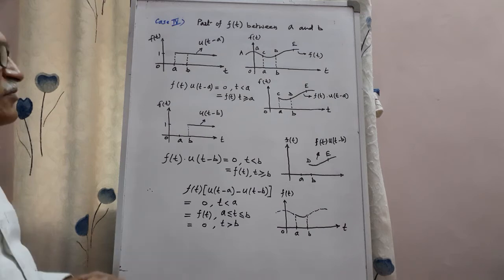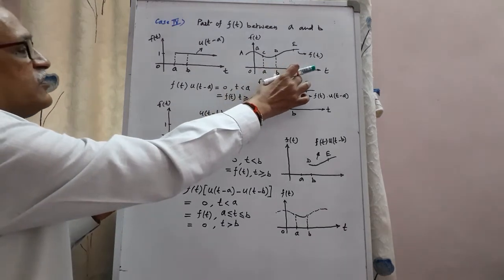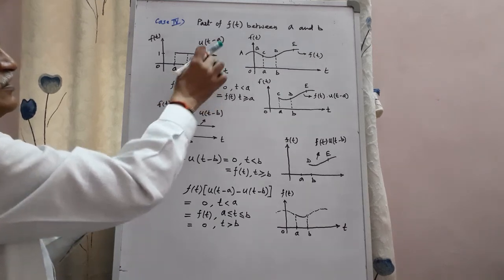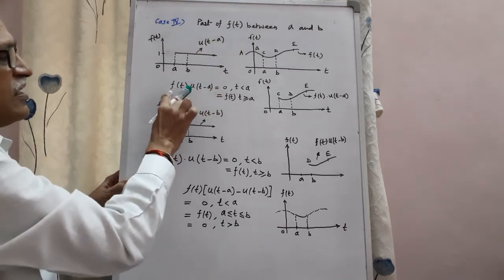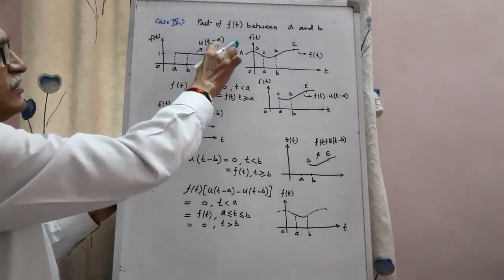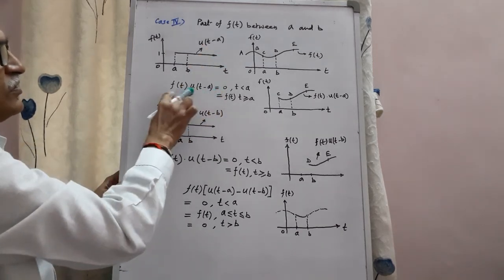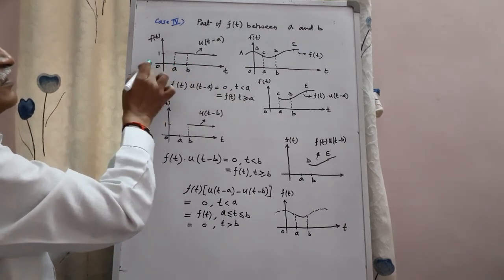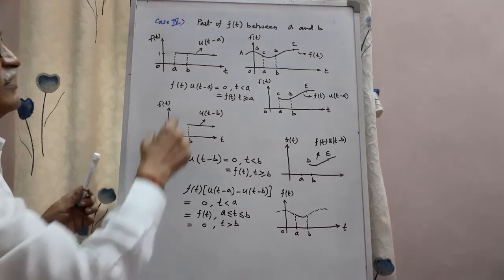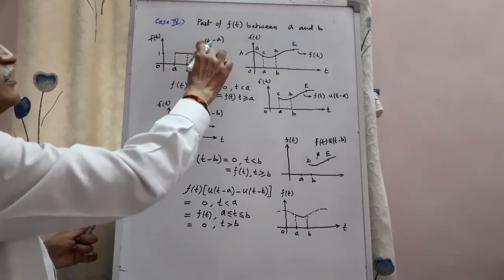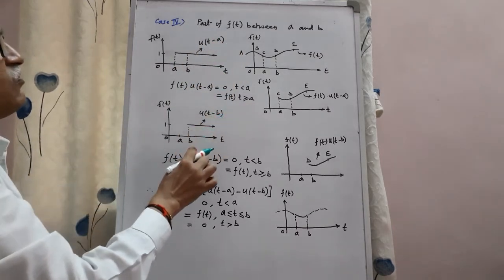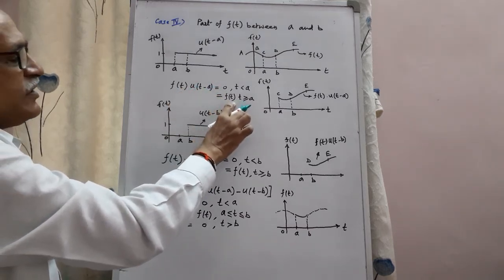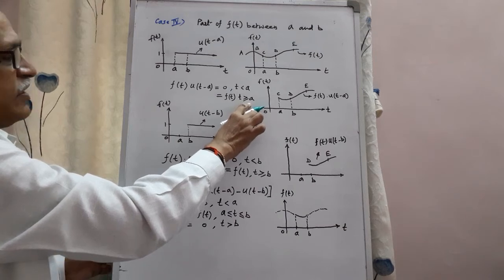Therefore, that part I will explain. This is the continuous function f of t multiplied by u of t minus a. This u of t minus a has two values, 0 and 1. Therefore, when this is 0, this term becomes 0 for the condition t less than a, and the second value for that displaced unit step function is 1. Therefore, 1 into f of t, we get f of t for t greater than or equal to a.